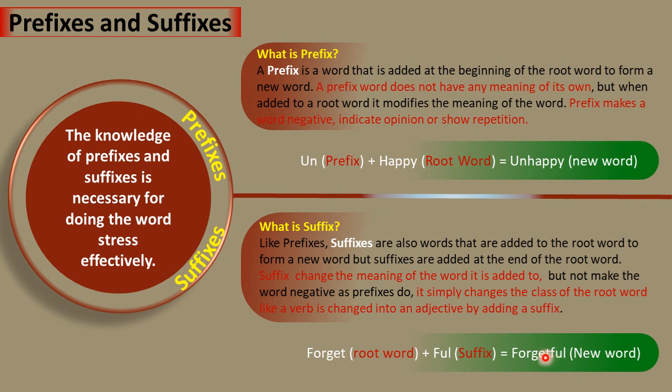new word is entirely different, because here the class is entirely different, and here forget is a verb, and this one is what? Adjective. Whereas here happy is an adjective and unhappy is also an adjective. Here the class is the same, but here the class can be changed, and this is the speciality of suffix. Do you understand what is prefix and suffixes? So with the help of this knowledge, let us try to understand all the word stress rules.